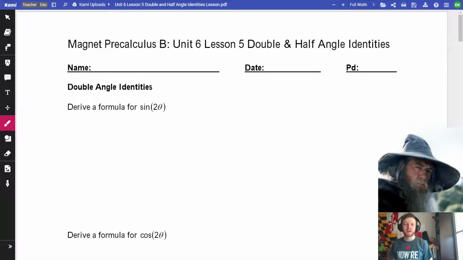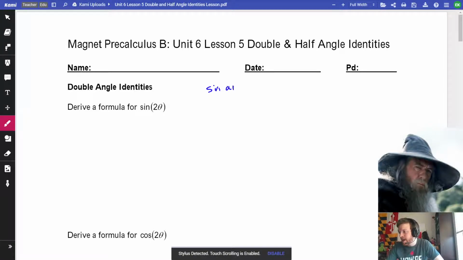Bravo. Let's go ahead and get started with Unit 6, Lesson 5, double and half angle identities. In the previous video, we talked about the sum and difference identities, which you might sometimes hear as the sum and difference formulas. And they were sine, cosine, cosine, sine, cosine, cosine, sine, sine, sine.